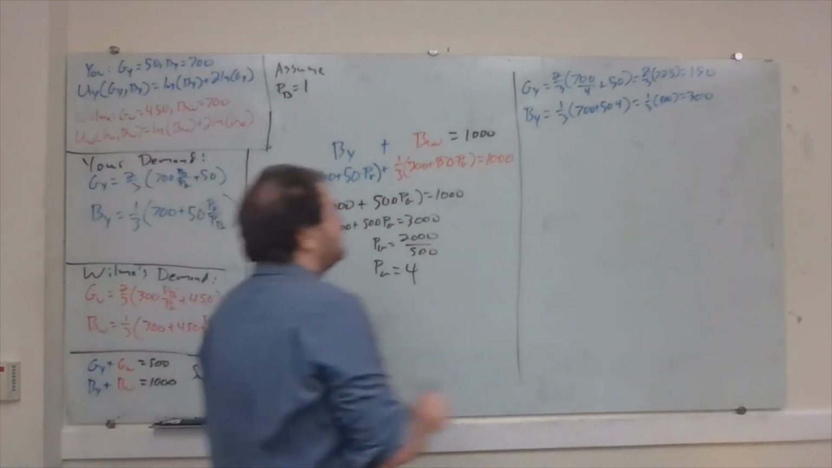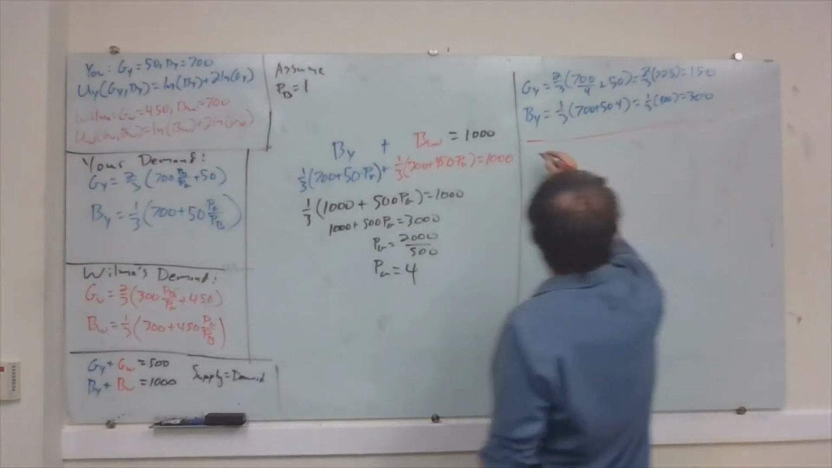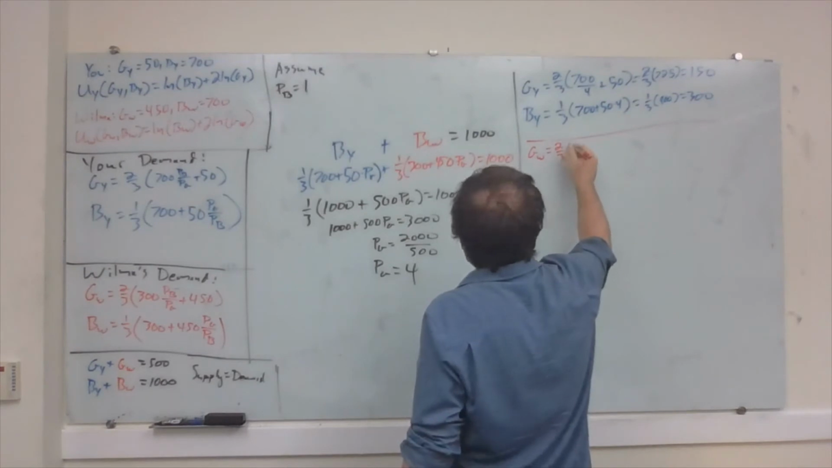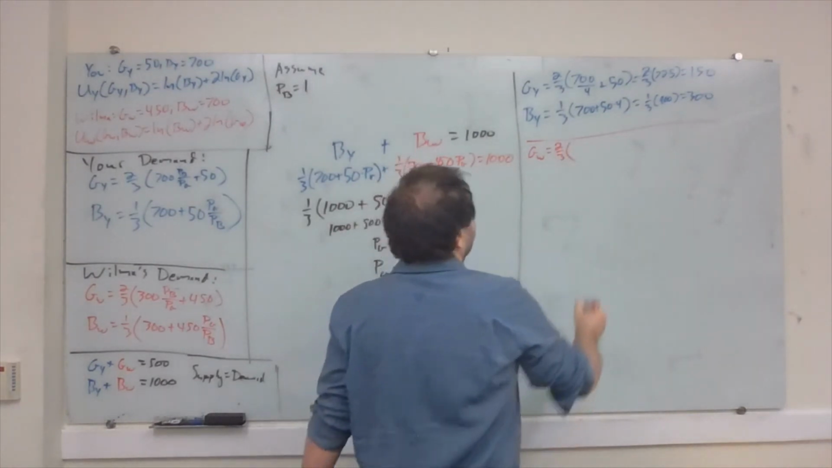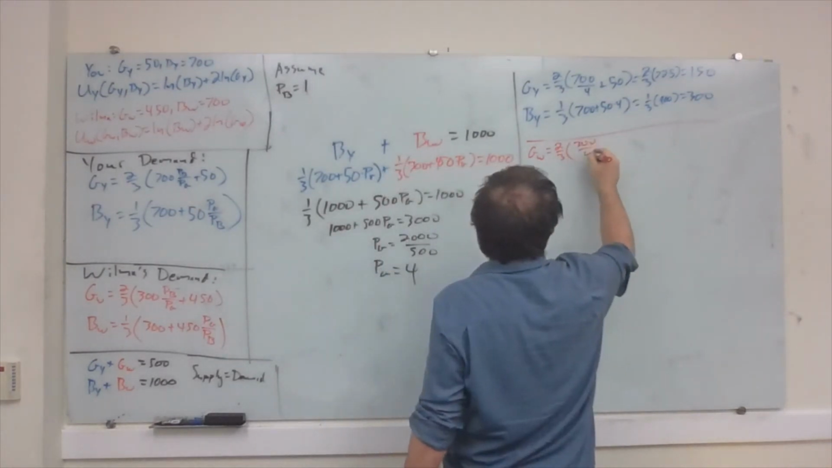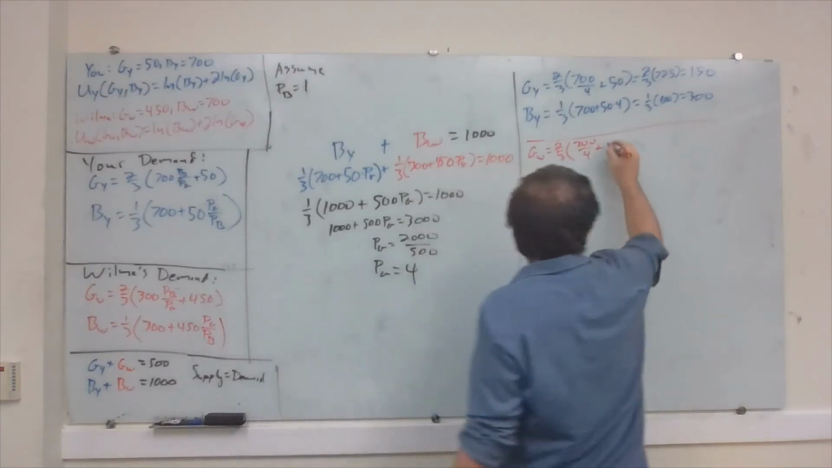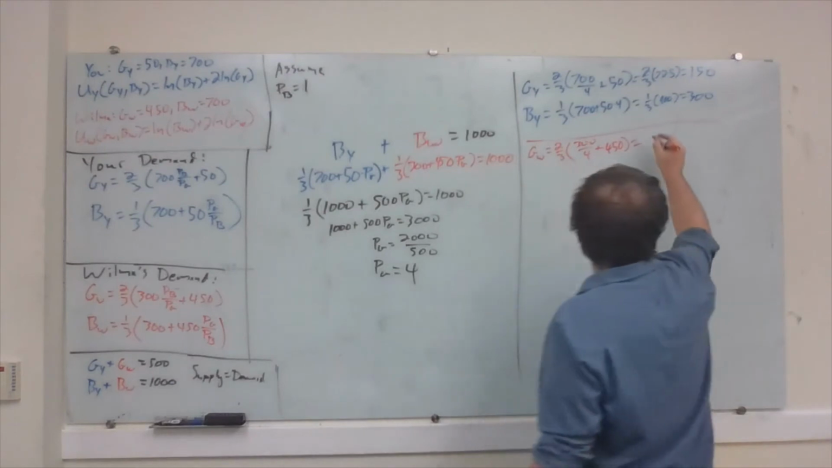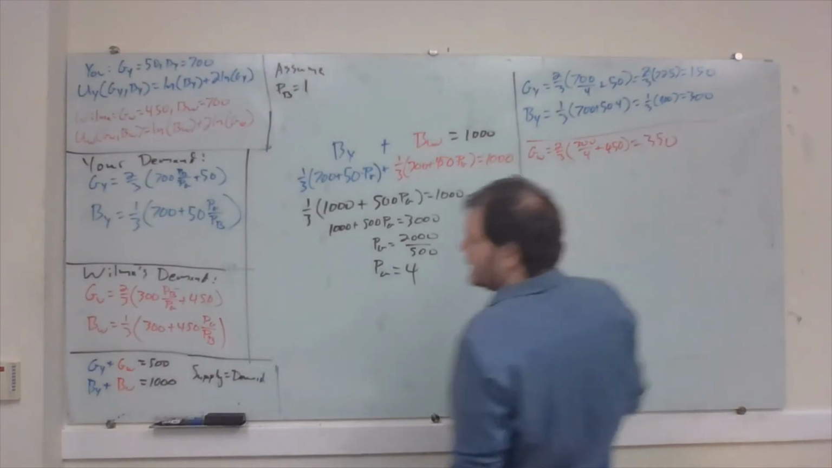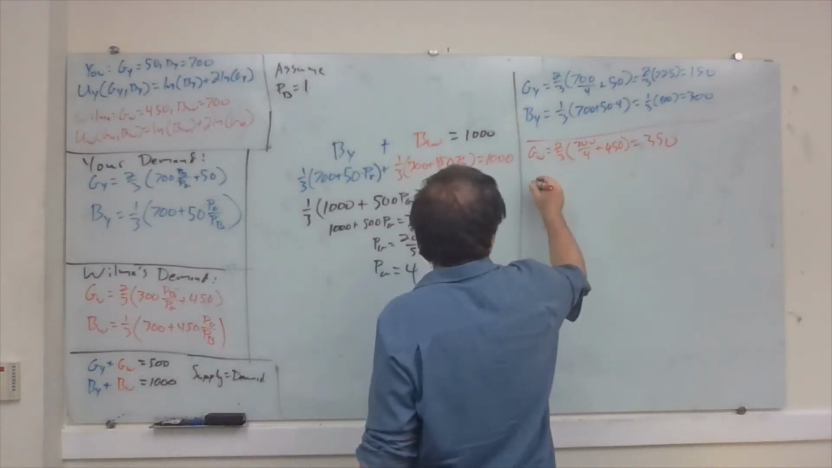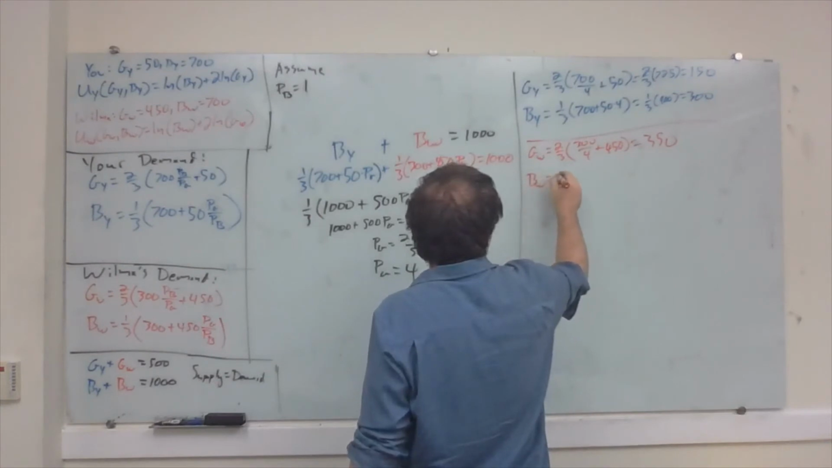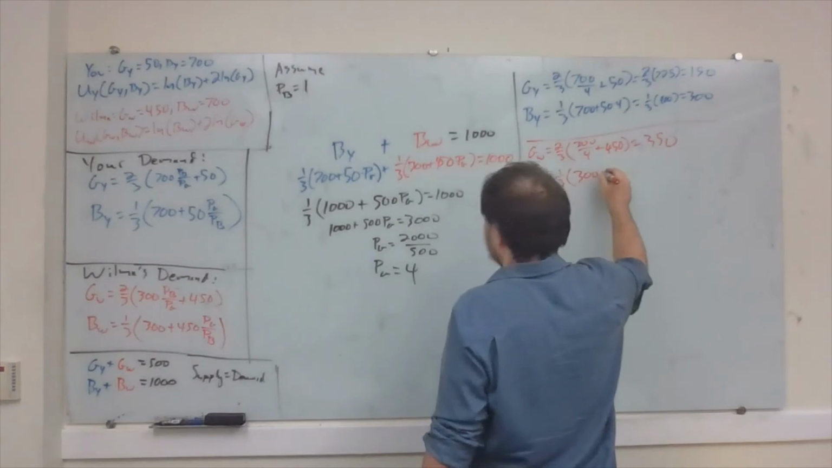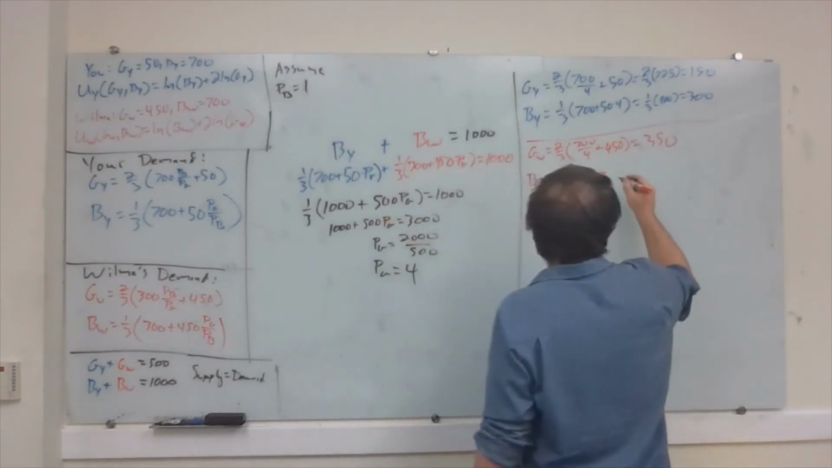How about Wilma? Wilma's going to buy 2/3 of 300 over 4 plus 450. This is going to end up being 350. And she's going to buy 1/3 of 300 plus 450 over 4.